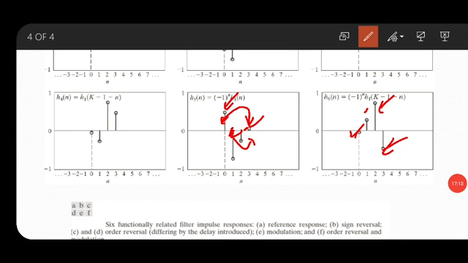I hope you see it is just a flip of the fifth diagram. Flip the fifth diagram and you will find h6 of n, that is minus 1 raised to n times h1 of k minus 1 minus n.